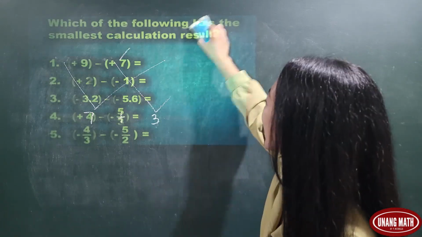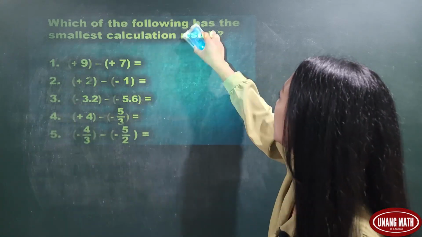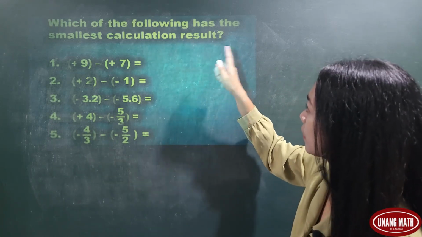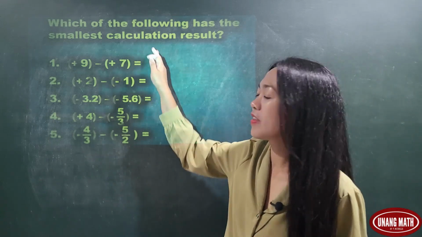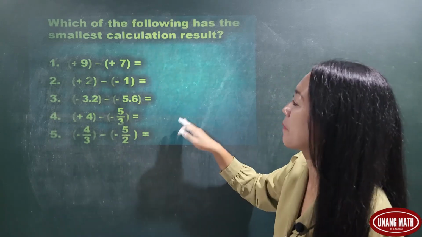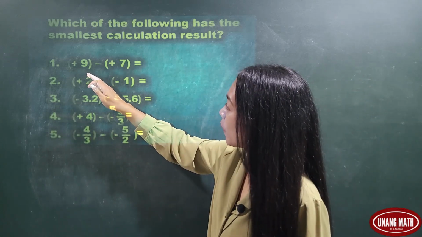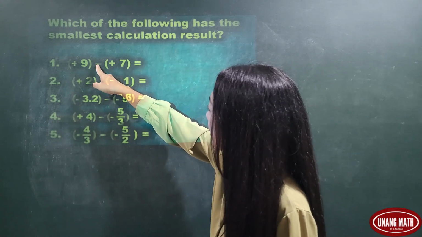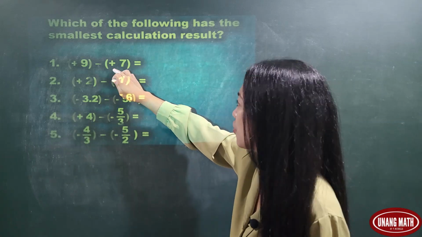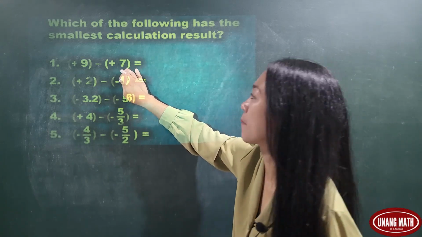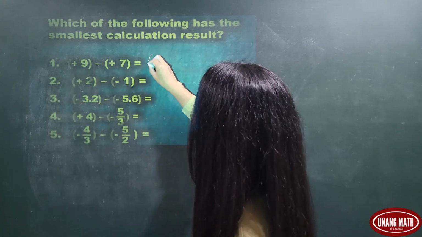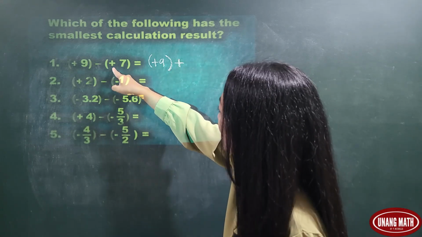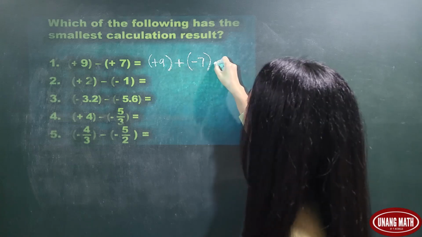Okay, let's have this next activity. We are going to identify which has the smallest calculation result. This is about subtraction of signed numbers. Again, we are not going to subtract the given numbers. Since we are going to move, subtraction here becomes addition, and we need to change the direction of the second number. So we can write it this way. Positive 9, the minus sign becomes plus sign. Change the direction: positive 7 becomes negative 7.